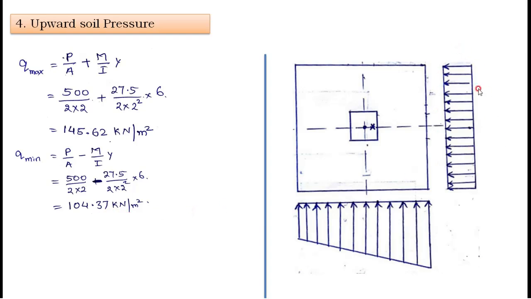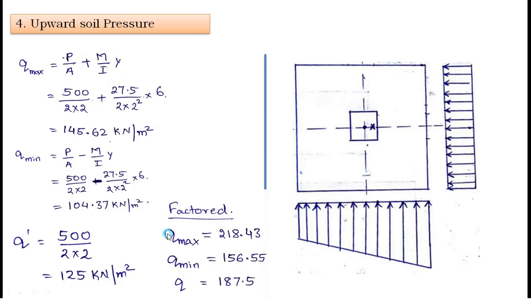Then what about this uniform load? That is 500 divided by 2 into 2. When this is acting here, that is 500 divided by 2 into 2, we get 125. Then we will make the factored load here only, so that we will not multiply by 1.5 to the moments and shear forces in future steps, in further steps.